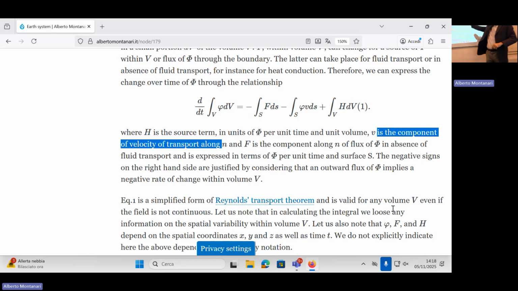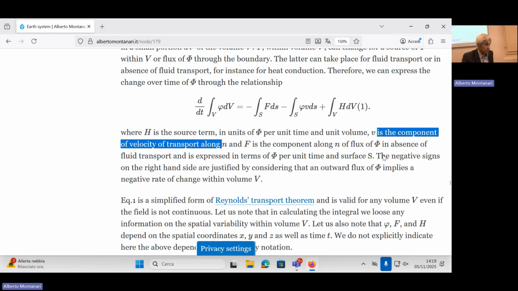And the same for convection. Could be there, could not be there. But in general, we need to write it by considering these three terms. So basically, this is a formulation in a simplified form of the Reynolds transport theorem. Okay? In a simplified form because we don't see vectors, so it's expressed in scalar form.